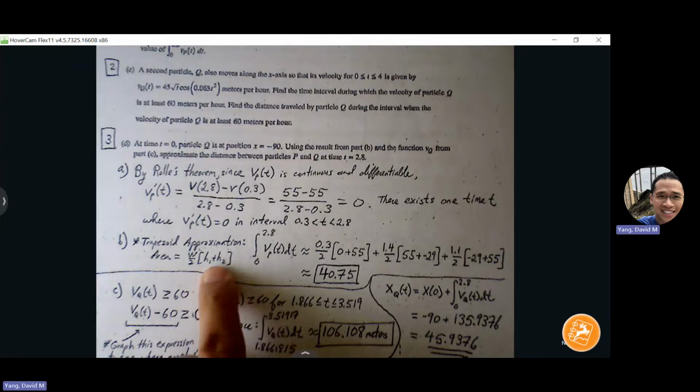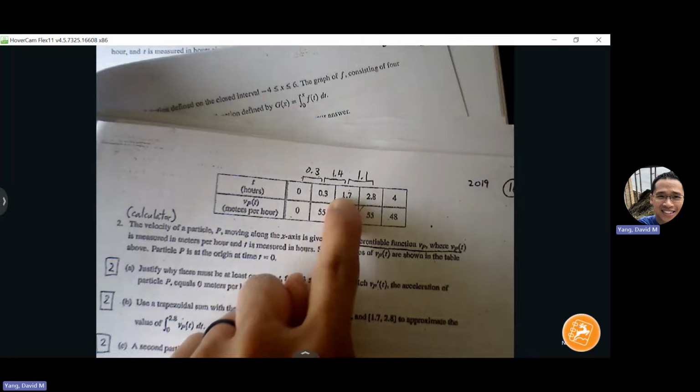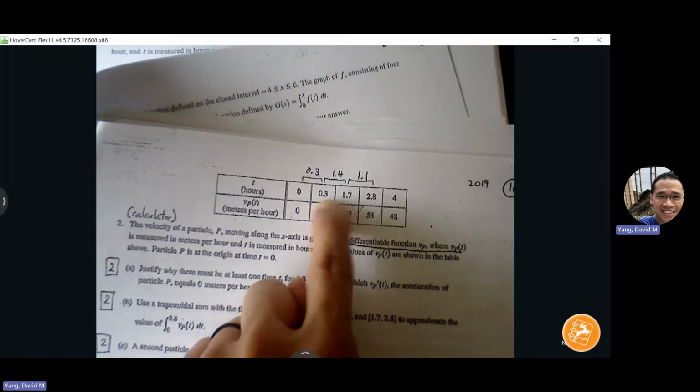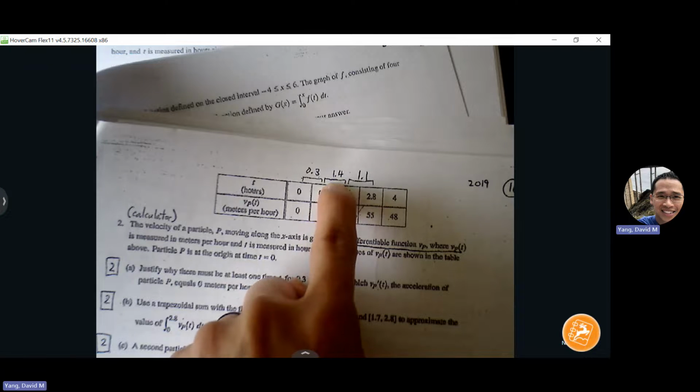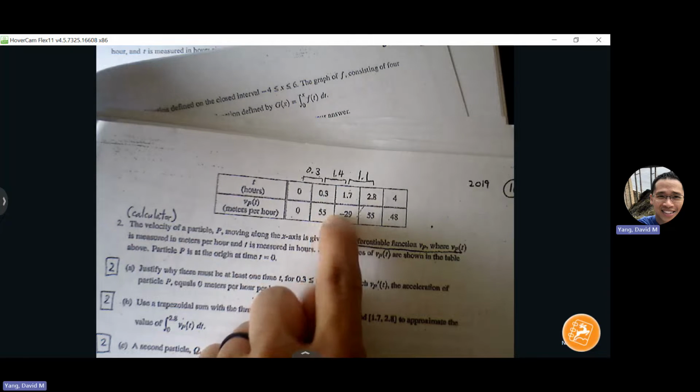Make sure that you're pulling the heights from the second row, and then your width is from subtracting your t values, right? 0.3 minus 0, 1.7 minus 3. Some students are adding the t values to get to the width. That's not right. So you're going to subtract the t values to get to the width, but you're going to add the heights to get the h1, h2.